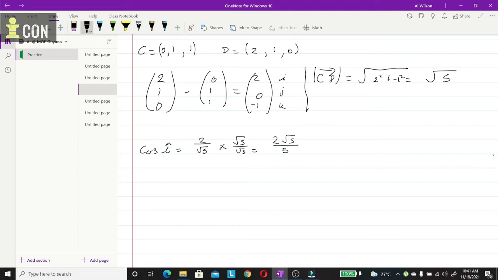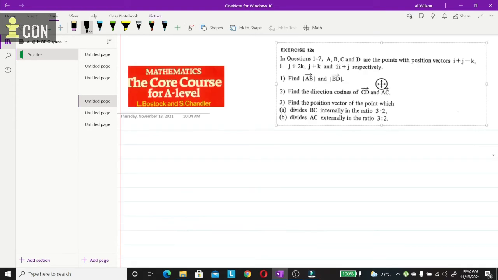Okay, so now J is 0, so the cos of angle J is going to be 0 over root 5, which is 0. And the cosine of the angle K is going to be minus 1 divided by root 5, which is going to be times root 5 over root 5. So you have minus root 5 over 5. And these here are your answers for the cosines of CD.